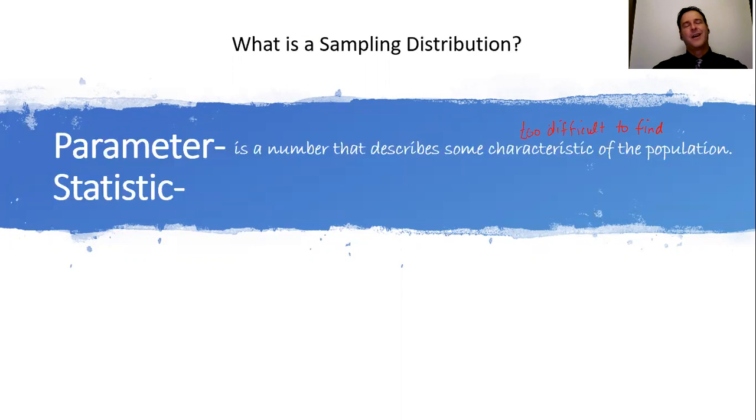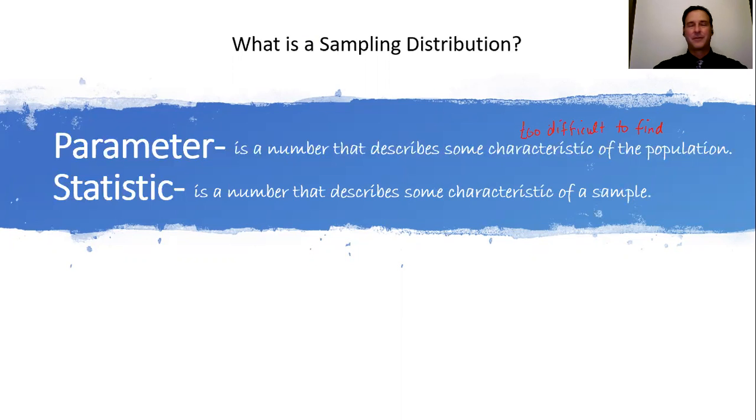So how do we accommodate that? Well, we try doing something called statistics. A statistic is a number that describes some characteristic of a sample. Remember, a sample is a small group from a population. And once we get that number, ideally we'd like to generalize our findings to the population. And why is that? Well, because typically our population information is too difficult to find.